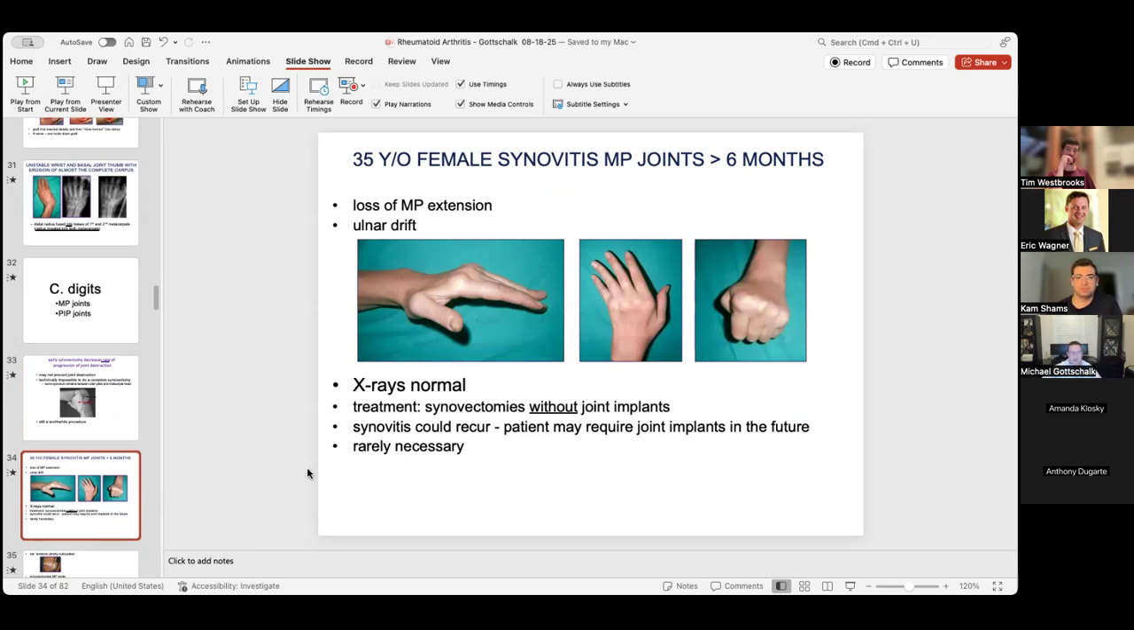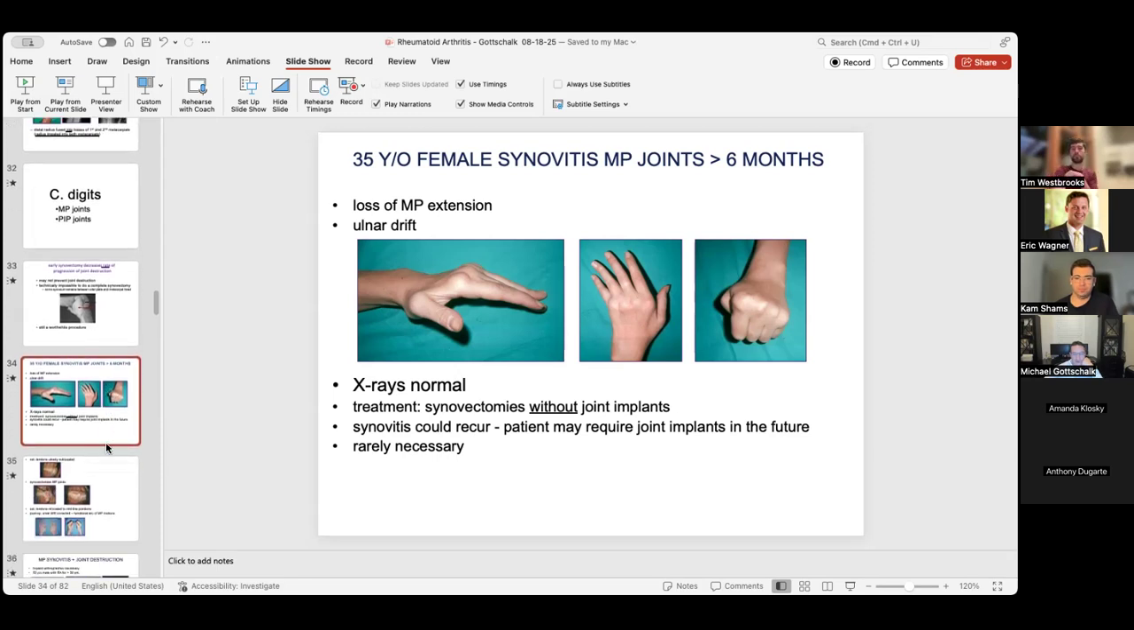This is just a sample of a patient. Significant synovitis of the MP joints over 6 months. Essentially, this is someone who's probably already on medications, but you can start to see they get this ulnar drift. X-rays are otherwise normal. Normally, we'll have an MRI that shows significant inflammation. And essentially, it's synovectomies, and I will repeat this, without implants, right? So there's no destruction of the joint yet. And yes, the synovitis could recur, but it's rarely necessary to repeat if they're put on DMARDs.